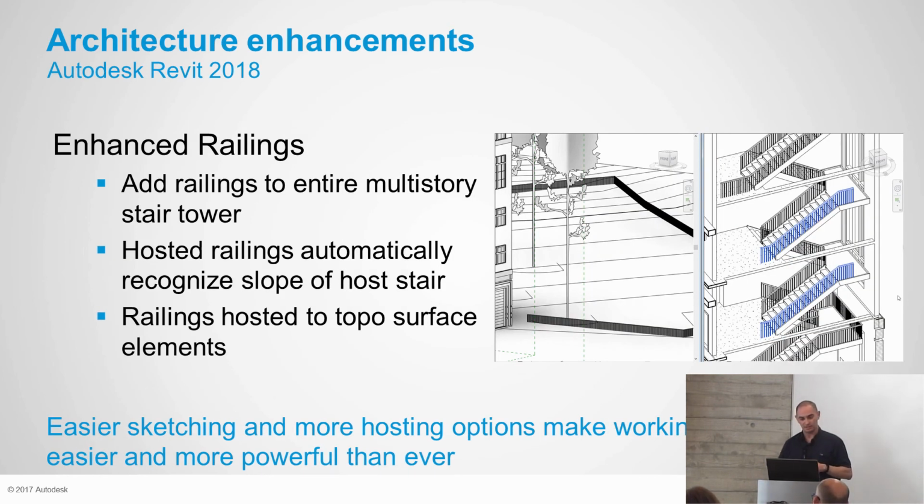Enhanced railings. You can add railings to an entire multi-story stair tower, even the ones where the levels may vary, as we've seen on the previous slide. So you just select the railings and place them on stairs and they will adjust. And you can also add railings hosted to topo surface elements. You were able to host railings, say, to the top of a wall, but in 2017 it was not possible to host them to a topo surface, so now it's possible.